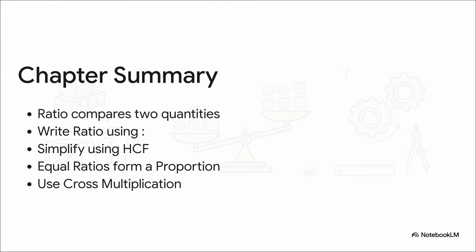3. Simplify things down using your highest common factor. 4. Equal ratios equal a proportion. And 5. Use cross-multiplication to prove it. Master these, and this entire chapter is officially yours.